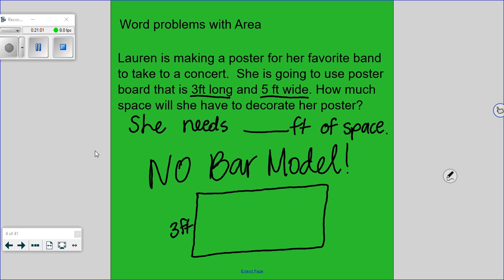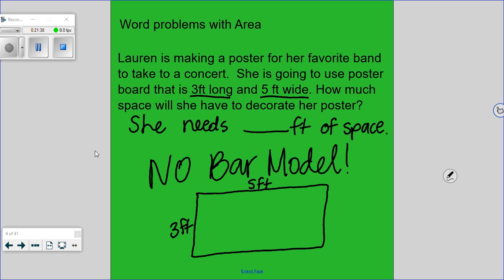My other side is 5 feet wide. Wait, it only told me 2 sides. But my rectangle has 4 sides. What's going on with that? It only gave me 2 lengths, a 3 feet length and a 5 feet length or width. But my rectangle has 4 sides. What's going on with those other ones? Kate, what's going on with those other ones?